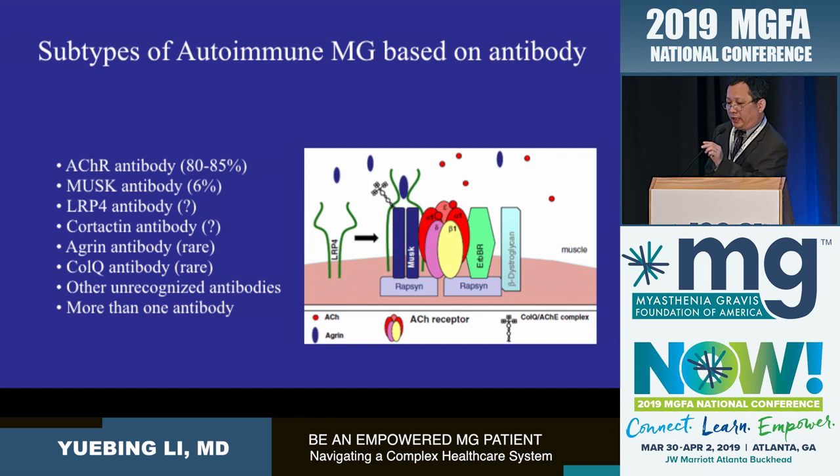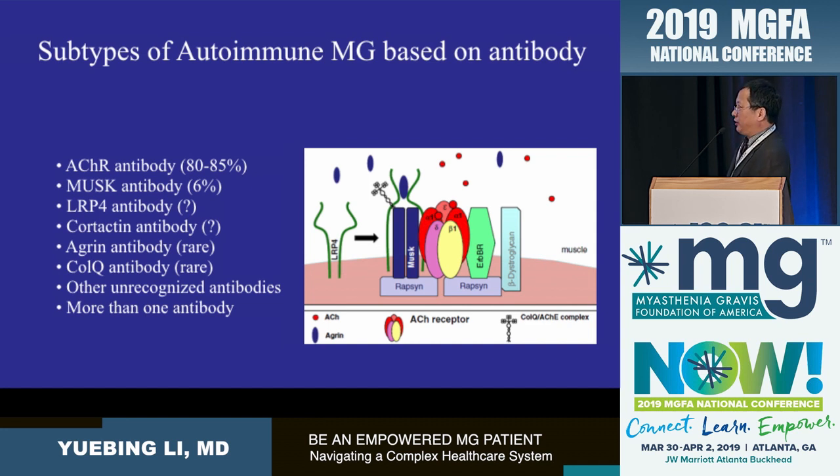Well, there are many antibodies, and as you can see, everybody's familiar with the AChR antibody. It's probably 80 to 85% of the patients. We begin to pick up more patients by testing antibodies, so this portion of the patients is actually increasing. MuSK antibody in general is about 6% of patients with myasthenia gravis. MuSK antibody tends to be seen more in the northern part than the southern part.